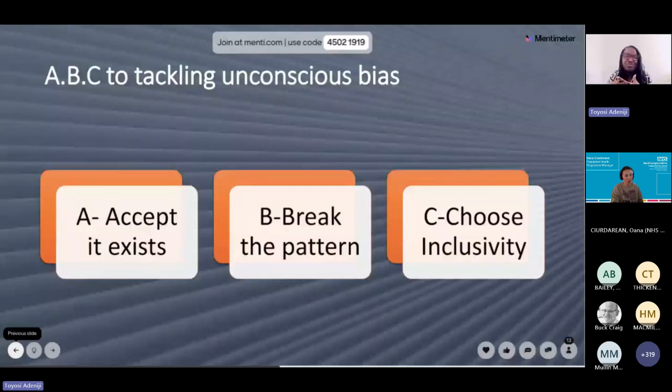Now, in terms of just tackling unconscious bias, again, because I'm mindful you've all possibly done your different trainings. The general thing for me, ABC: accept it exists. Break the pattern, okay? Think of creative ways to break the pattern. And C for me is choosing inclusivity. Okay, and this is a decision you almost have to make on a daily basis.